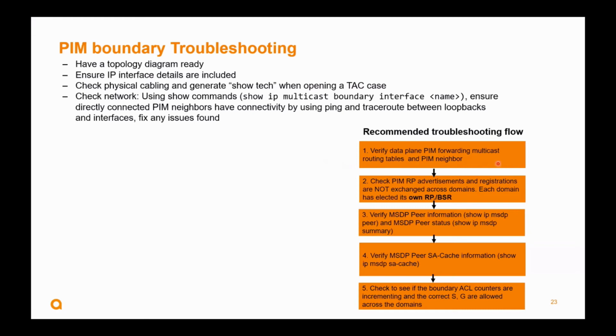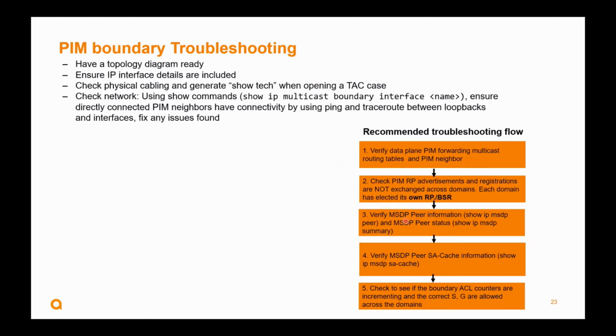So within each domain, assuming the multicast is forwarding appropriately and the PIM neighbors are good, make sure, of course, that the rendezvous point advertisements and registrations are not exchanged. I should be able to see that. I want to make sure that my rendezvous points are not known to the other domain. That's the whole point of the BSR boundary command, to prevent that from happening.